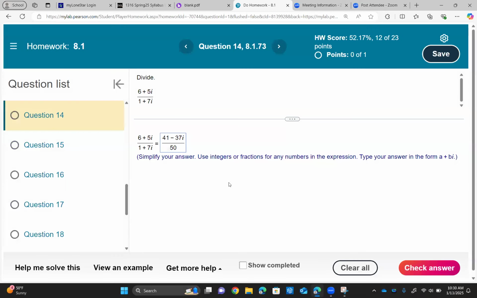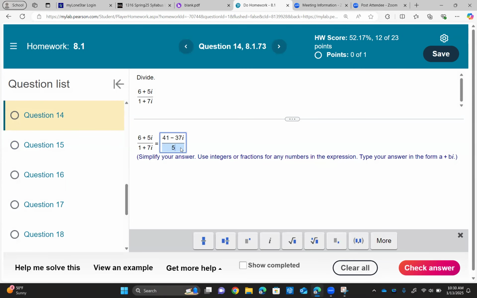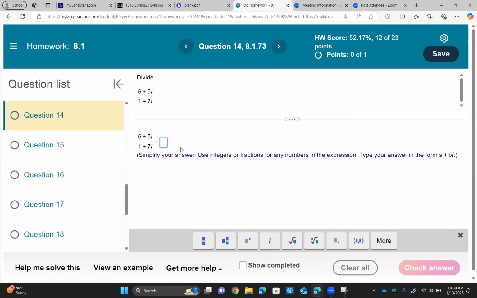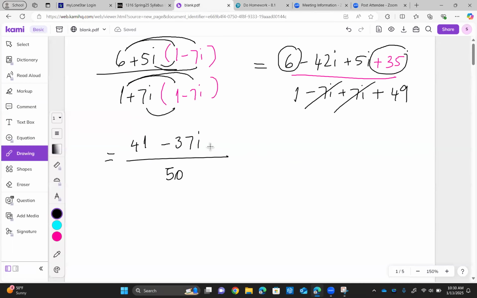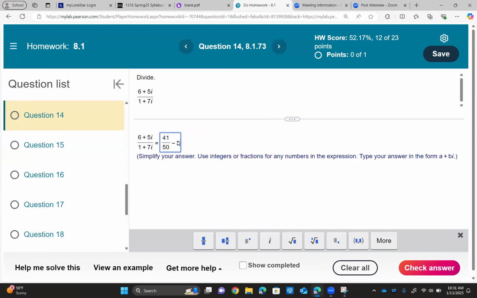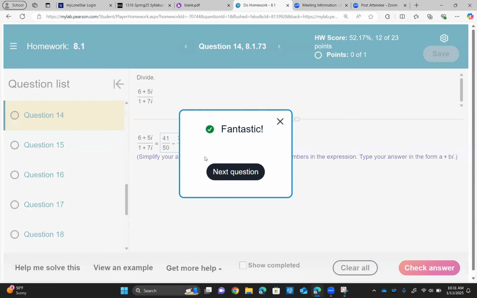So what they are really saying is we need to change this as 41 over 50, that's the real part, and then minus the imaginary part, which is 37i over 50. This will be the imaginary part, and I can check my work.